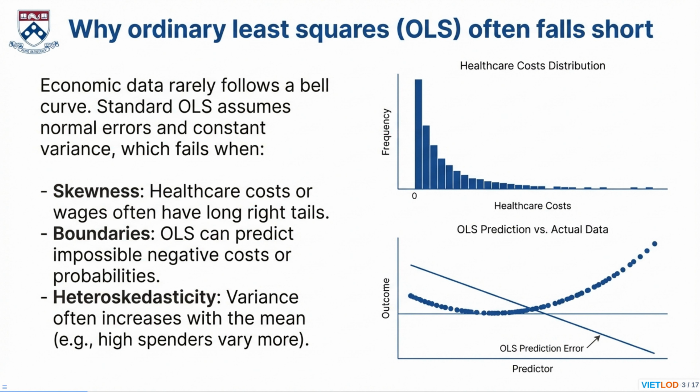Second, we have the problem of boundaries. OLS doesn't respect natural limits, predicting impossible outcomes such as negative costs or probabilities greater than 1. Finally, heteroscedasticity is common. This means the error variance is not constant. For instance, spending habits of high-income individuals often vary much more than low-income individuals. If we model wages using OLS, it might predict a negative wage for someone with very low education, which is impossible. These significant drawbacks necessitate a more flexible tool, the Generalized Linear Model framework.